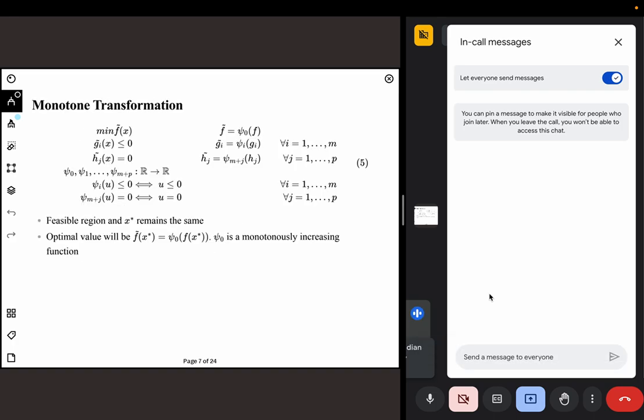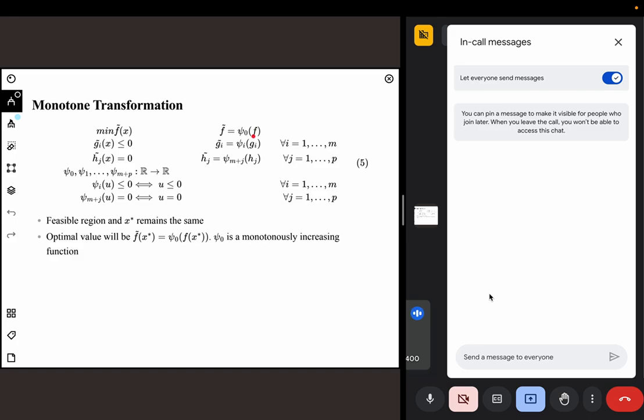Yeah. So this is one-to-one transformation. The next one is a monotone transformation. In this, what we do is we take the original function and then we take a monotone function. Monotone function is essentially we assume several functions, psi0, psi1, and so on. All of them are monotonously increasing, like psi0 is a monotonously increasing function. Which means if f of x is increasing, then psi also will increase. Similarly, if it decreases, the other one will also decrease.